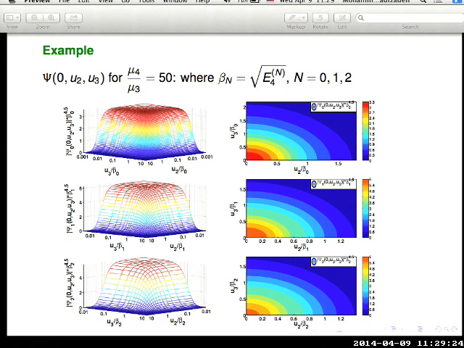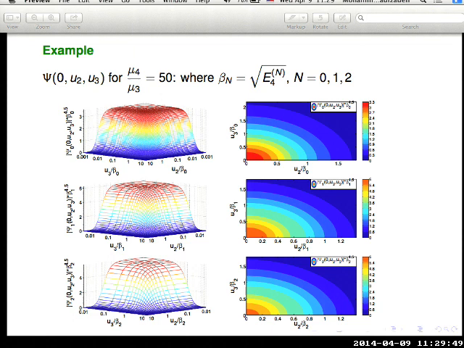Here I have the example of the total wave function for u1 equal to 0 as a function of u2 and u3 for scale ratio 50. We have rescaled the x and y axes for u2 and u3 by multiplication of the momentum and also energy with this factor, the square root of the corresponding energy.